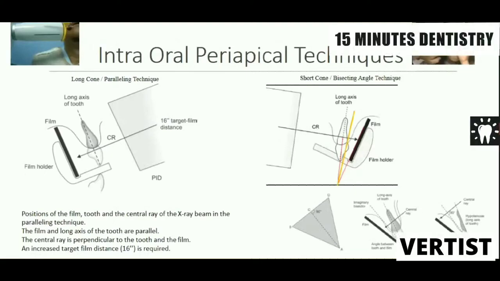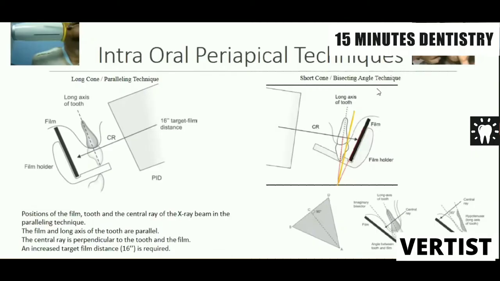Now we come to intraoral periapical techniques. The basic intraoral periapical techniques are the long cone parallel technique and the short cone bisecting angle technique. In the long cone, like I told you, the film is held in a film holder and positioned parallel to the long axis of the tooth, and the central ray is directed exactly at 90 degrees. Okay, so this is known as the long cone or paralleling technique.